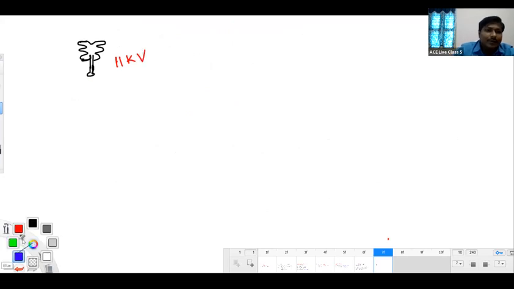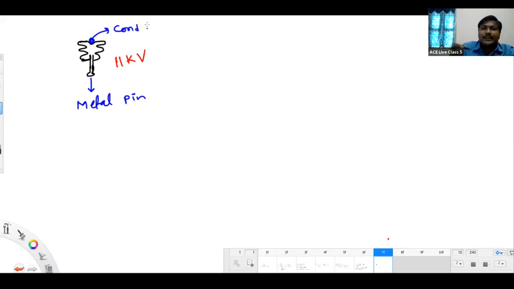You know already this is a metal pin, and on the top we will be keeping the power conductor. This is used for 11 kV.